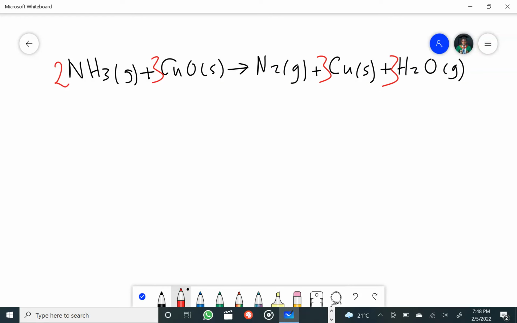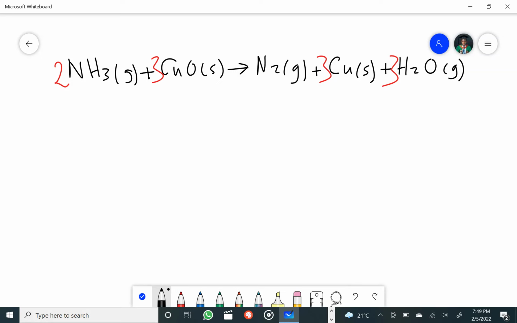So we are balanced, isn't it? So here now, that's our balanced equation. Now we are given the amounts for ammonia, and we're also given the amounts for copper. From here, we are going to figure out which one is the limiting reactant.